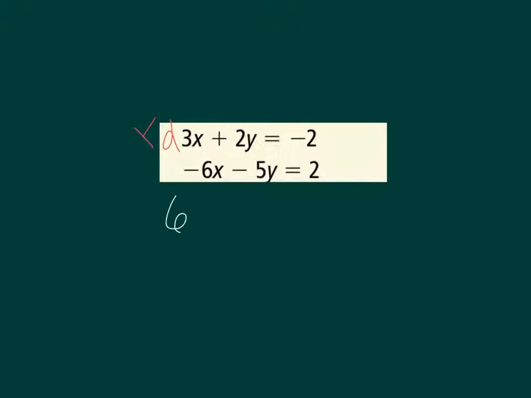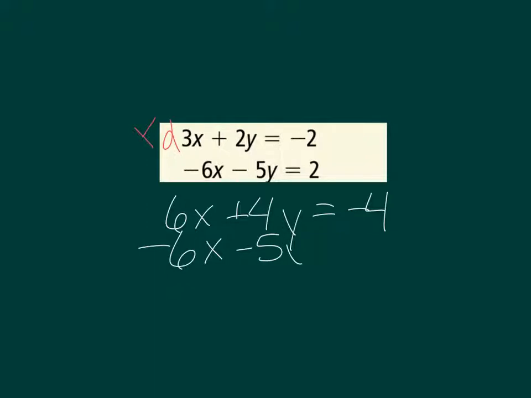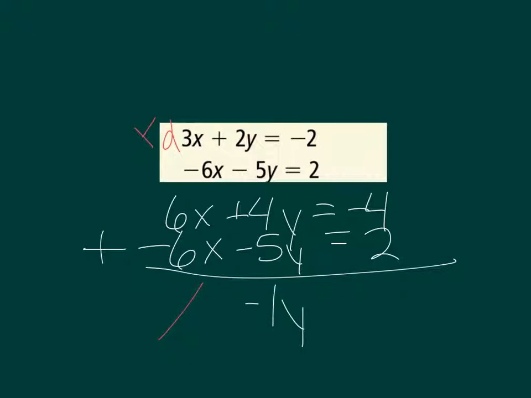I get 6x plus 4y equals negative 4. My second one stays the same, negative 6x minus 5y equals 2. I stack them up. I can add because they're different. These go away. Then I get 4 plus negative 5 is negative 1y. Negative 4 plus 2 is equal to negative 2. So I get y is equal to 2.